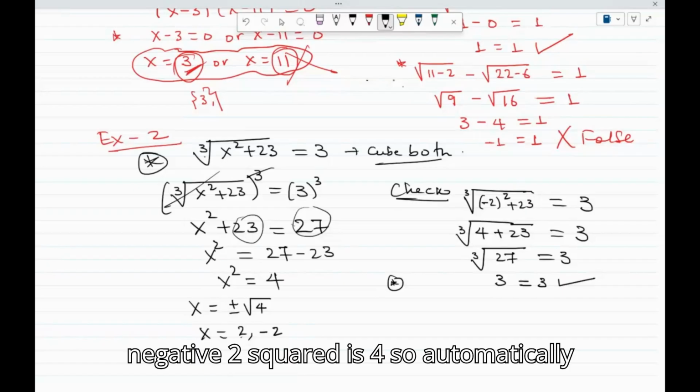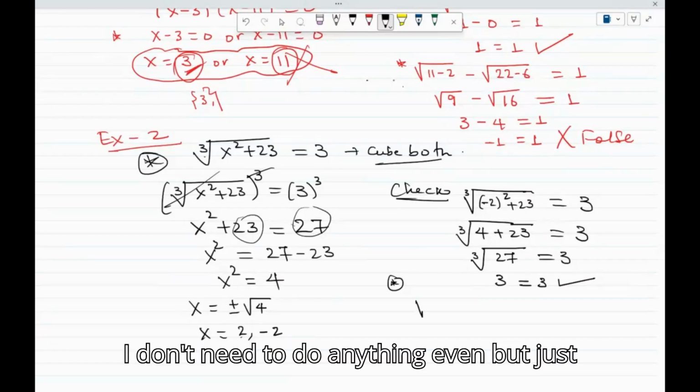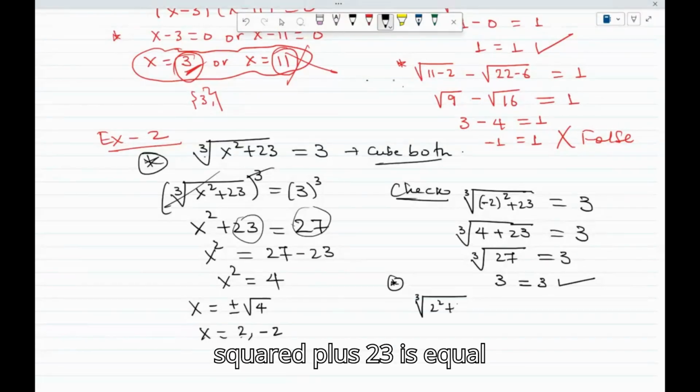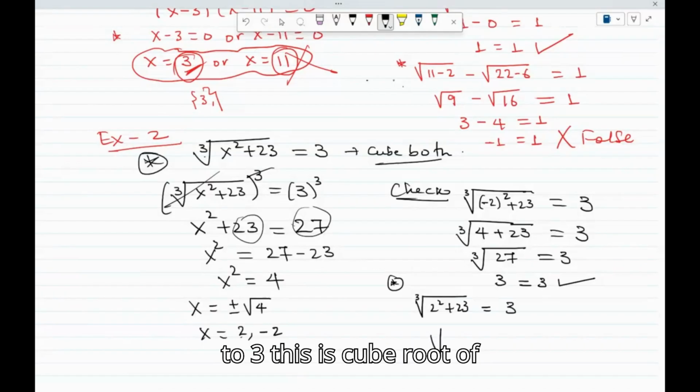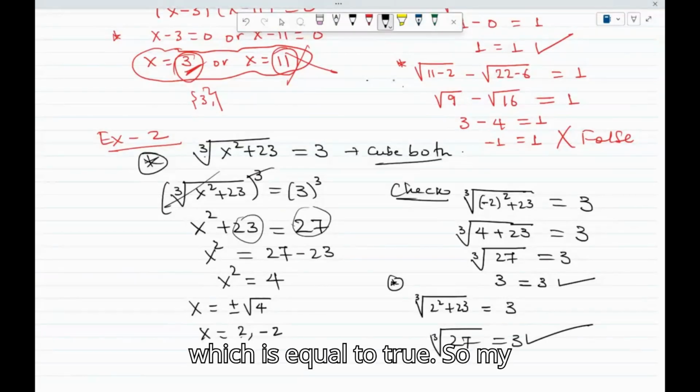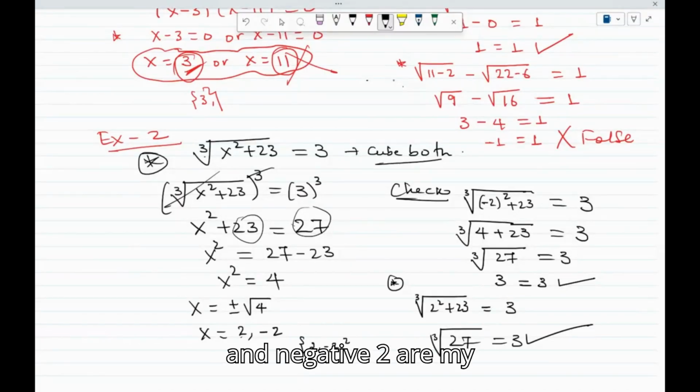So automatically, I don't even need to do anything, but let's do this one. The cube root of 2 squared plus 23 is equal to 3. This is the cube root of 27 is equal to 3, right? Which is true. So my answers are now confirmed. 2 and negative 2 are my correct answers.